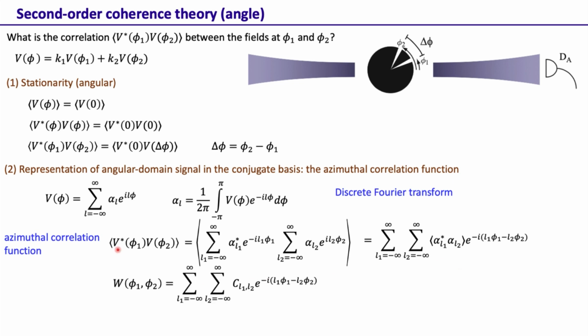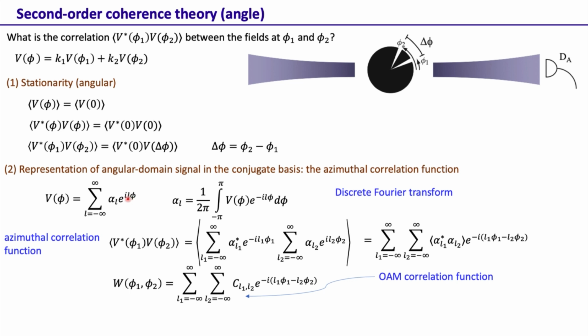Okay, so now we can write this V star phi 1, V phi 2 just like a cross spectral density, but this time in the angle variable. So W phi 1, phi 2, and that we have in terms of a two-dimensional discrete Fourier transform, and this quantity alpha L1 star, alpha L2 we can write as C L1 L2. We can call this the orbital angular momentum correlation function. Now why are we calling it orbital angular momentum? That will be clear in a while when we show how such modes can be realized in the lab. So there is a very nice interpretation that goes to this L, which is of the orbital angular momentum. So that's why we are calling it the orbital angular momentum correlation function.